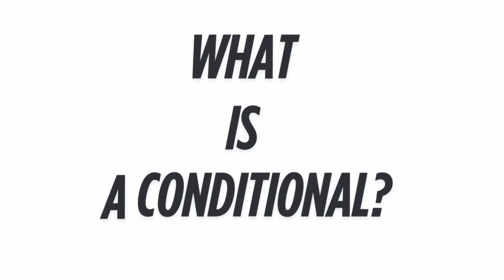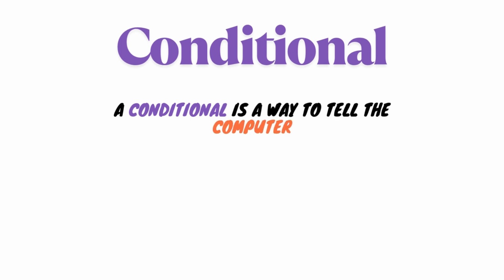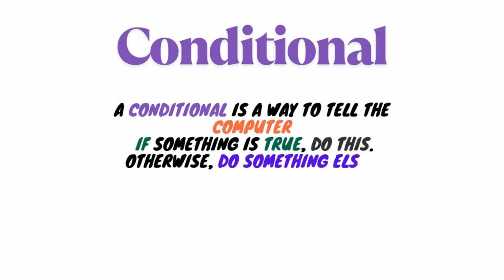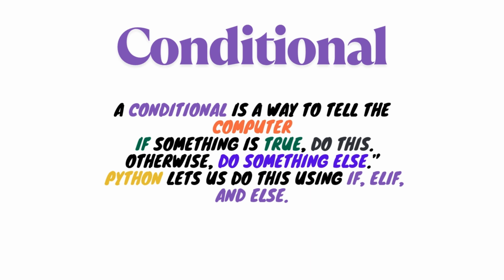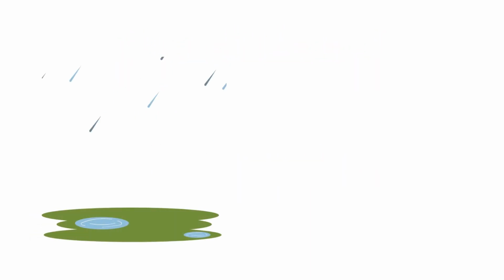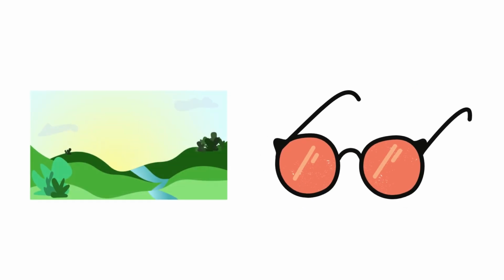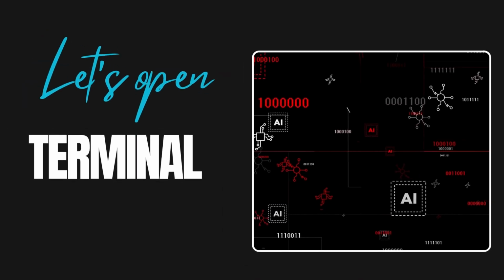Now, what is a conditional? A conditional statement is how we tell the computer to make decisions, just like in real life. Suppose it's raining outside, then I'll take an umbrella. Otherwise, I would like to take sunglasses. In Python, we use conditionals to create decisions. Now let's open the terminal and see how we do that.